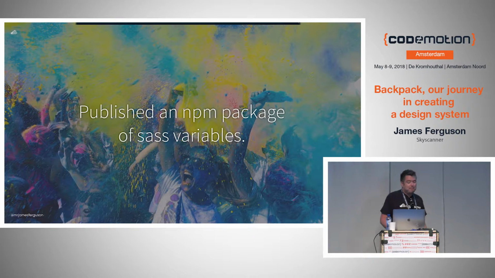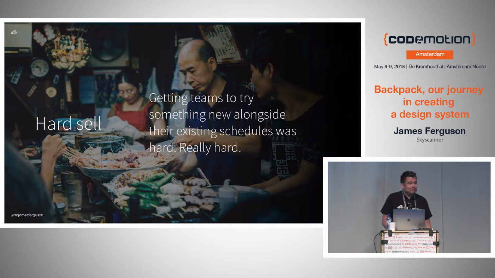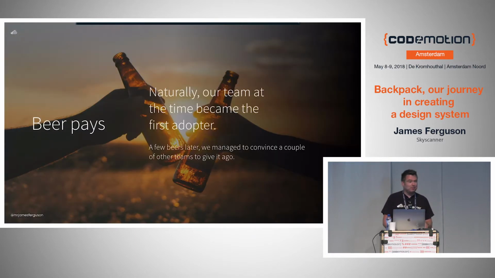So we published an NPM package of SASS variables and said to teams, hey, this is the new source of truth, start using it from here. Bit of a hard sell though. Turns out trying to get teams to use something new that is slightly unproven at this point alongside their daily schedules is really tough. But there's beer, and beer pays.